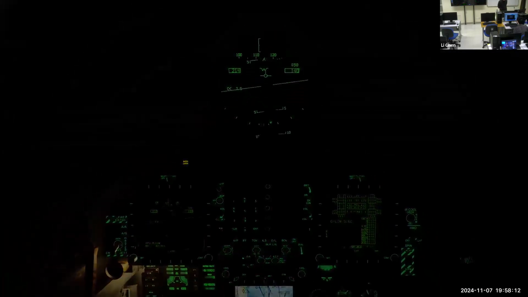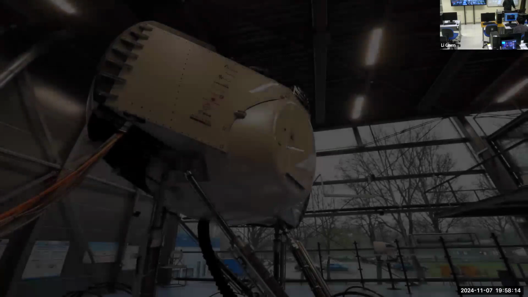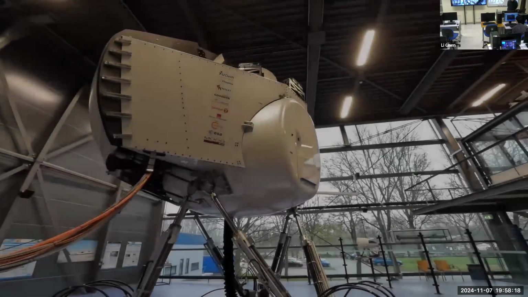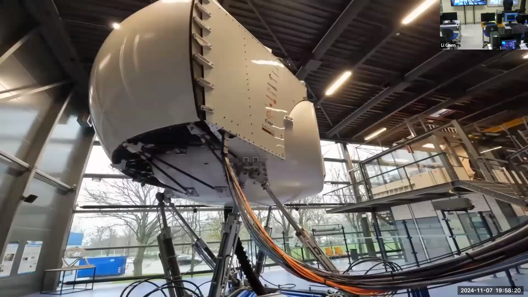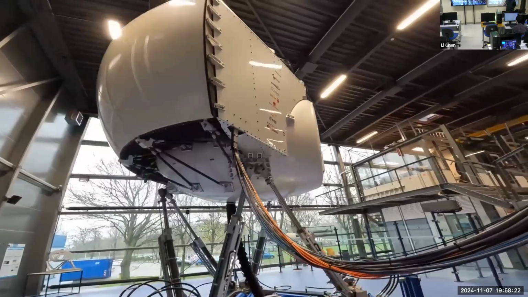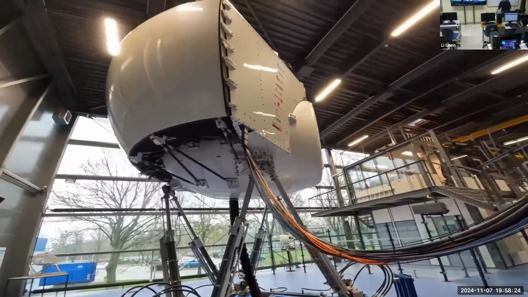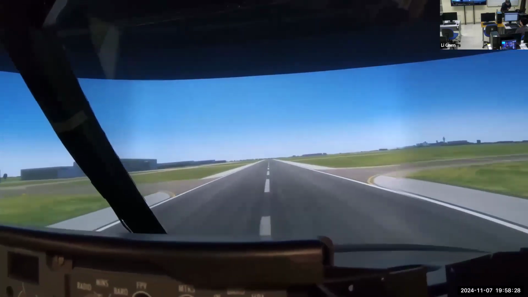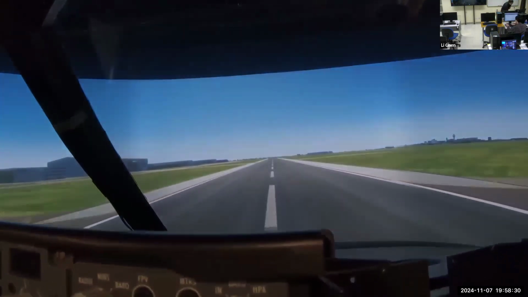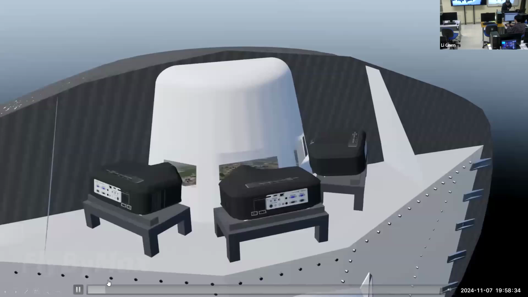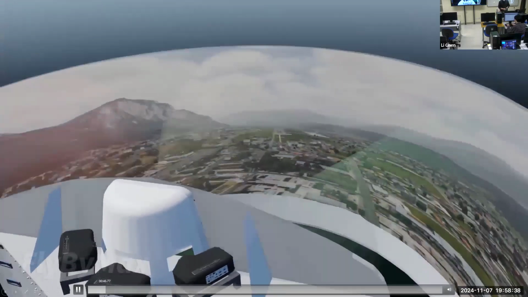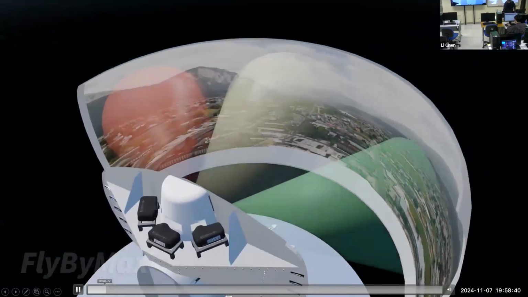And to figure out why, today we're going to talk about this, the Delft University of Technology's Simona Research Simulator. This entire machine has one purpose, and that is to trick your brain into feeling like it's flying a real aircraft. Located in the city of Delft in the Netherlands, the simulator uses 3 projectors to generate an image on this dome, showing the pilots a virtual view from the cockpit.